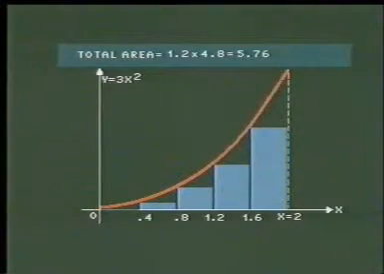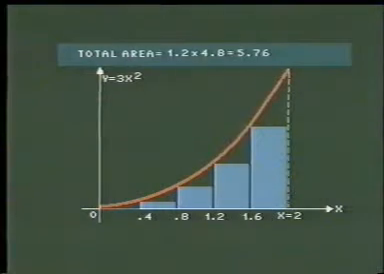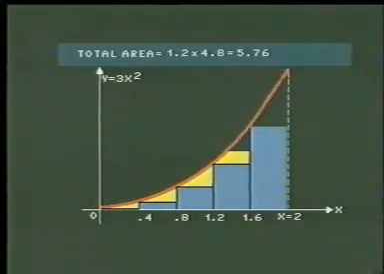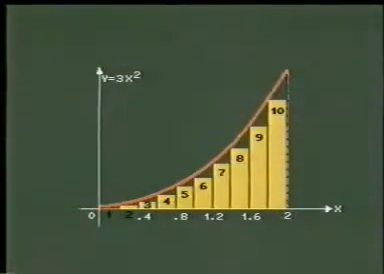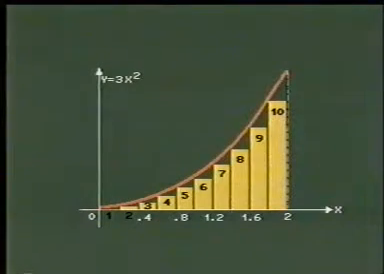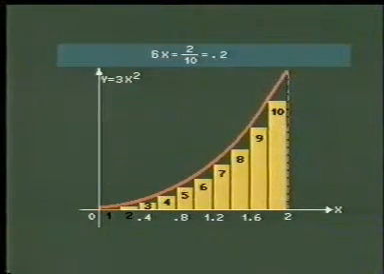The error in calculating the area under the curve is equal to the area of shaded portion above rectangles. If total area is divided into 10 strips, then delta x is equal to 2 over 10, which is equal to 0.2.